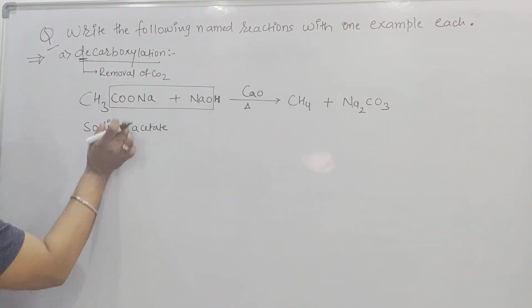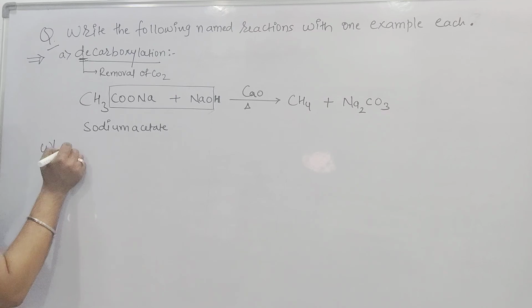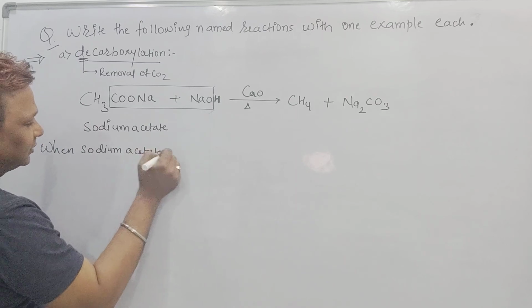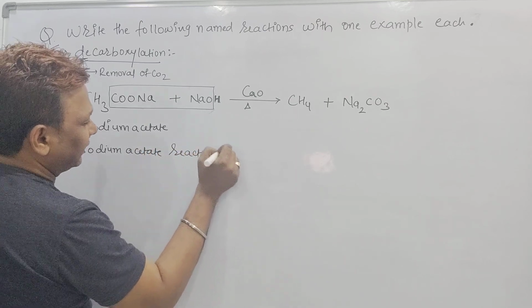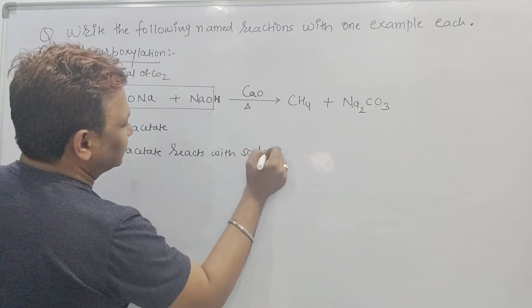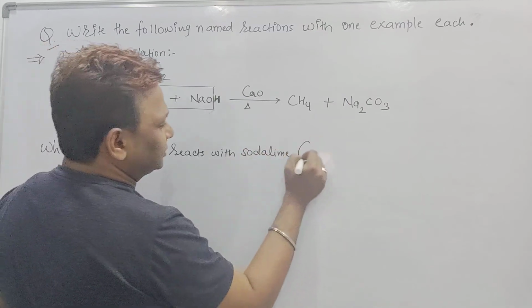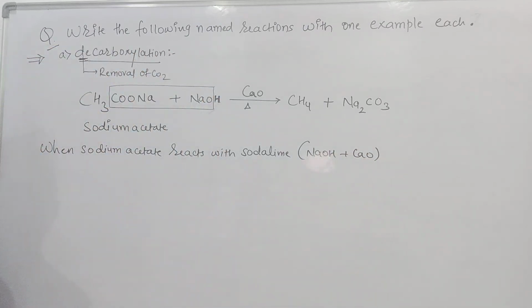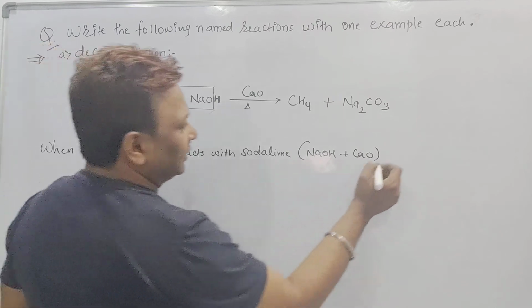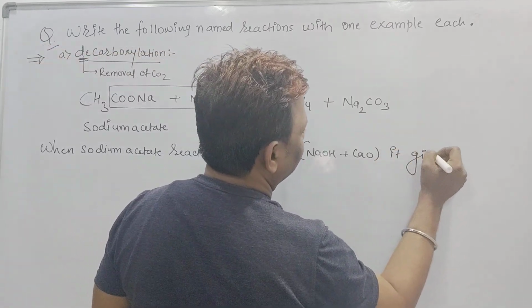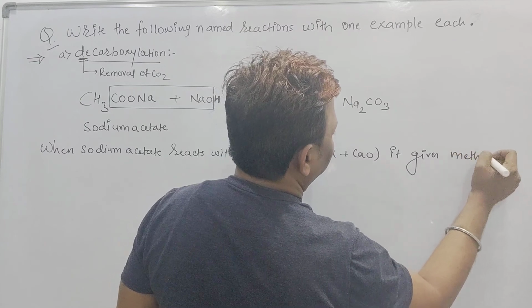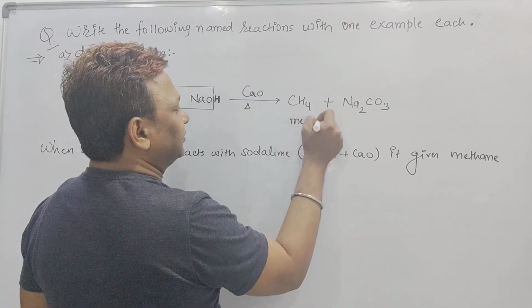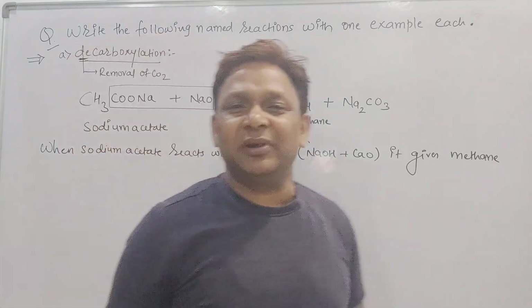When sodium acetate reacts with soda lime, sir, what is soda lime? It is a mixture of NaOH plus CaO called soda lime. When sodium acetate reacts with soda lime, it gives methane. This CH4 is called methane. If you write this reaction statement, you will get 2 marks.